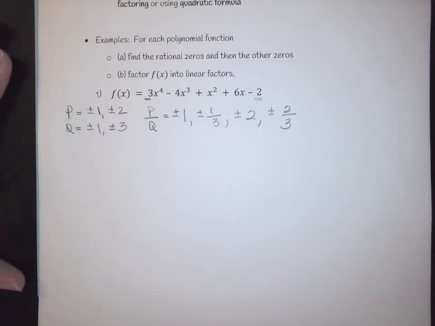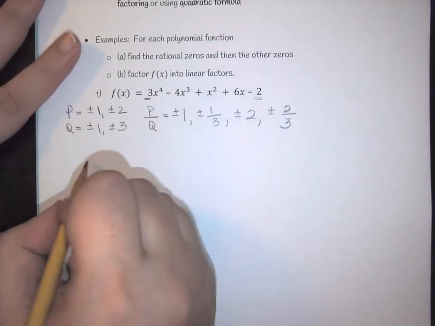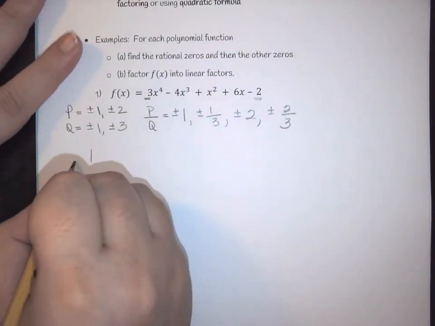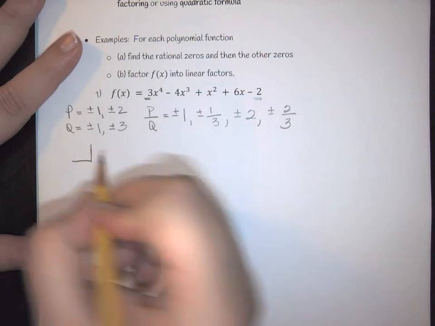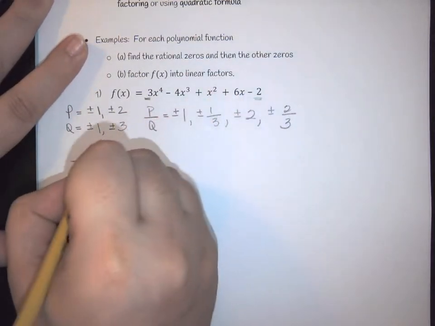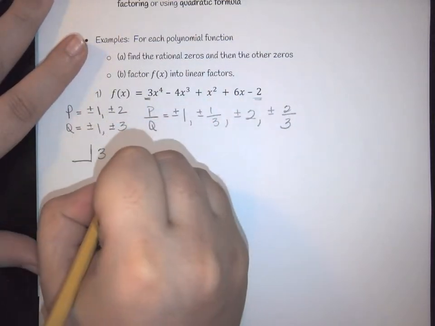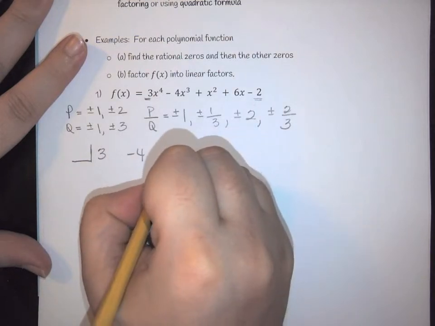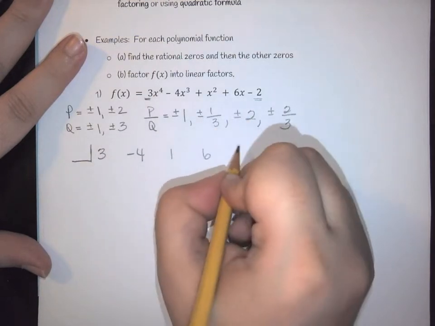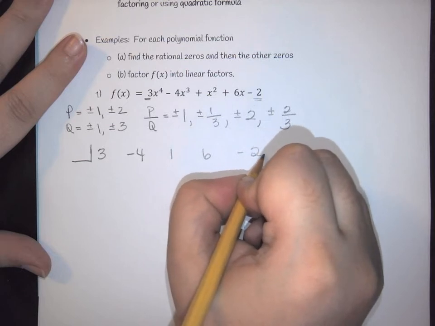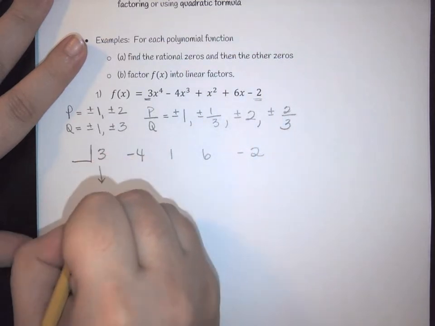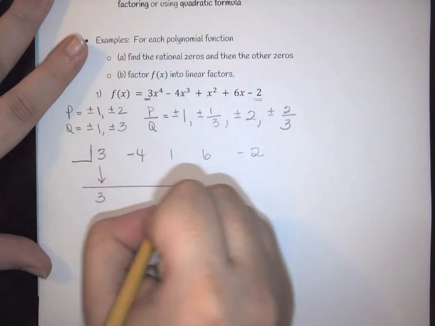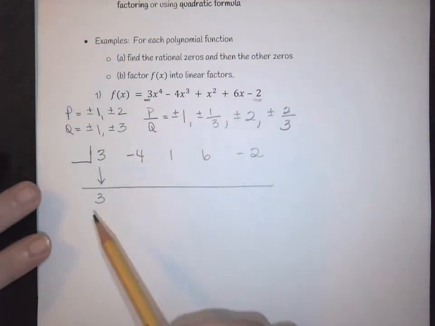So the first thing that I would do is set up your synthetic division. We know we're going to have a box. Not sure what we're going to put in it yet, but we're going to look at these terms. I'm going to go 3 and -4. I have a 1, 6, and a -2. Bring down my first term as a 3 is how I'm going to get started.